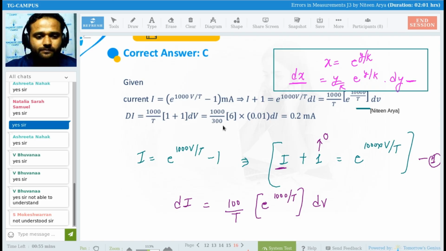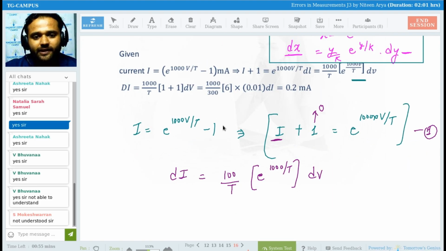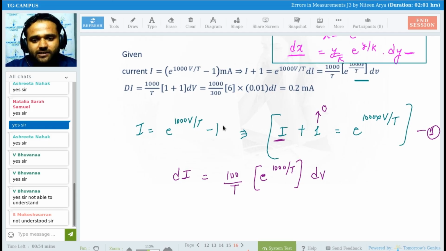Is this clear till now? So now dI equals 1000 upon T, which is 1 plus 1, dV. Why so? Because e to the power 1000 V by T is 1 automatically. So this is just putting the values, and dV is the error in voltage. This is already given to you. Temperature is given, and if you put the value of V also, you can get dI, I mean the change in or error in I.